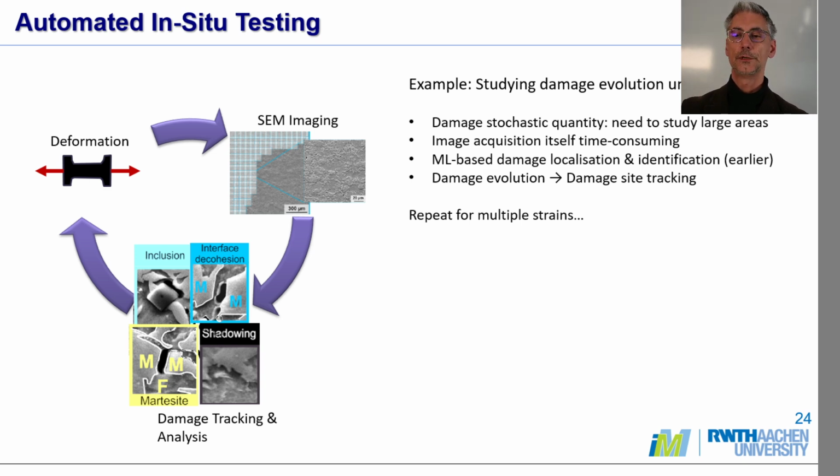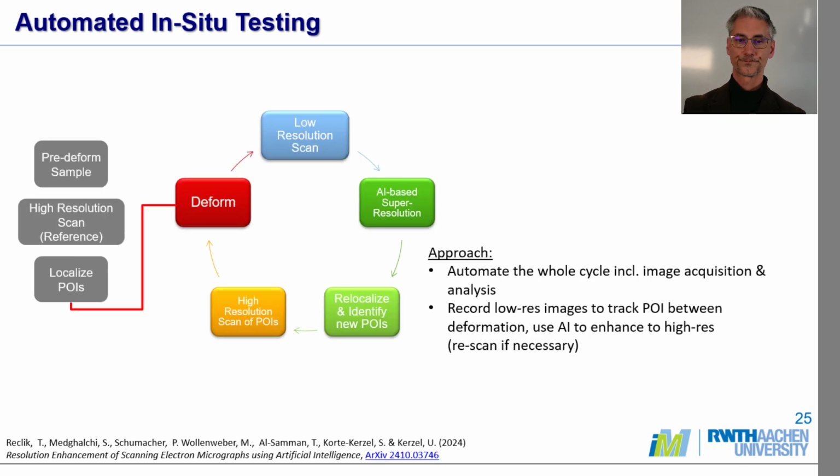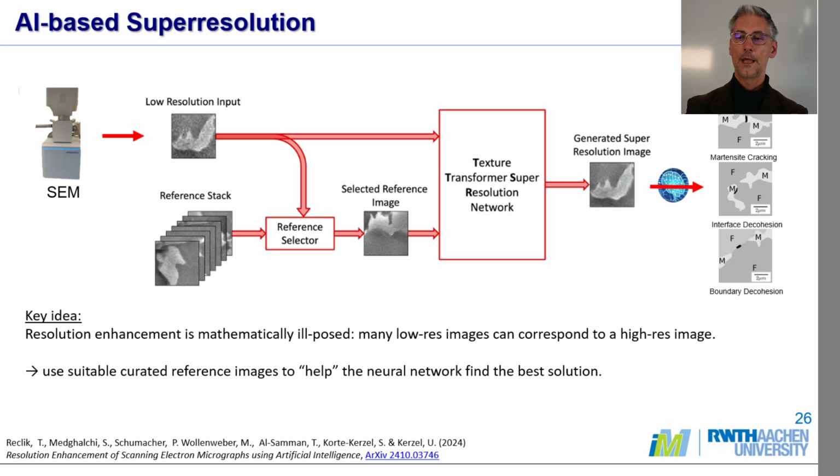So here what we want to do is use the damage localization and identification that we've discussed earlier and track the sites of interest. The general approach is we start with a predeformed sample or with the sample as it is, then take one reference scan in high resolution and look at what we want to follow, and then we deform the sample and do a low resolution scan, because this is much faster. This is now where the AI setup comes in. Now we want to upscale for damage tracking and initial analysis, right? And to make sure that we don't invent features, we can also program the system to track those damaged sites and take high resolution images of those, and then use the machine learning approach and do this in a cycle. And this is the technical setup.